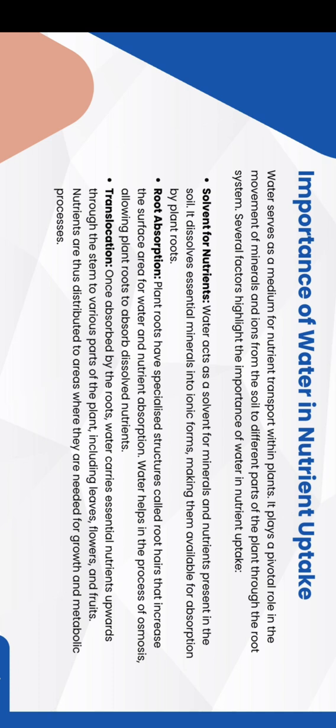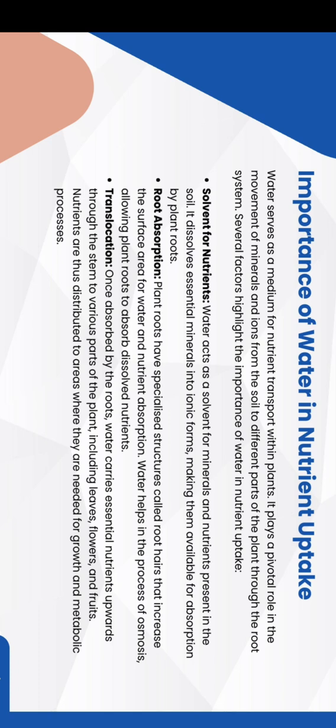Solvent for nutrients. Water acts as a solvent for minerals and nutrients present in the soil. It dissolves essential minerals into ionic forms, making them available for absorption by plant roots. Root absorption. Plant roots have specialized structures called root hairs that increase the surface area for water and nutrient absorption. Water helps in the process of osmosis, allowing plant roots to absorb dissolved nutrients.